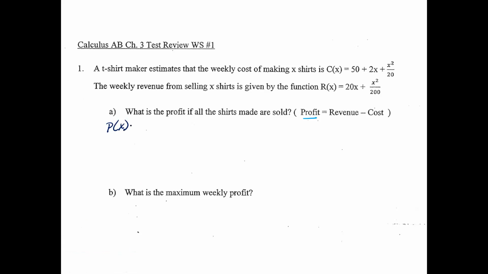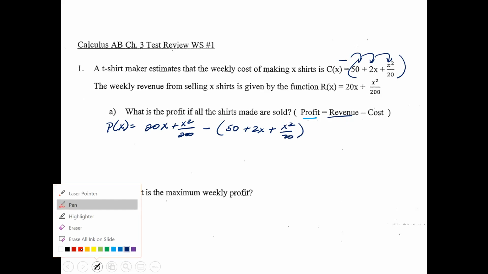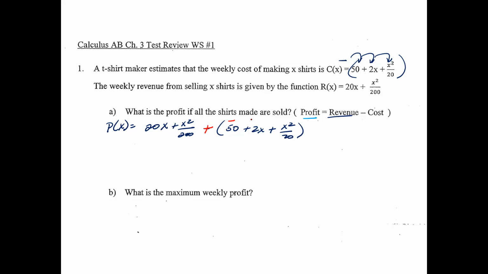So let's take a look at this. P of X, which is the profit, is equal to revenue, and the revenue is going to be 20x plus x squared over 200, minus the cost. Minus the cost means that negative is going to be distributed to everything here for C of X. So that's going to be a minus 50 plus 2x plus x squared over 20. Make sure you distribute that. So that becomes a plus, that becomes a minus, that becomes a minus, that becomes a minus. I would suggest let's go ahead and simplify this a little bit further.